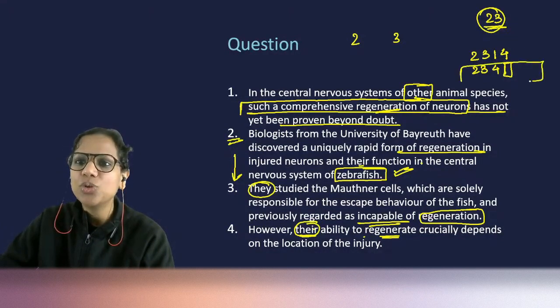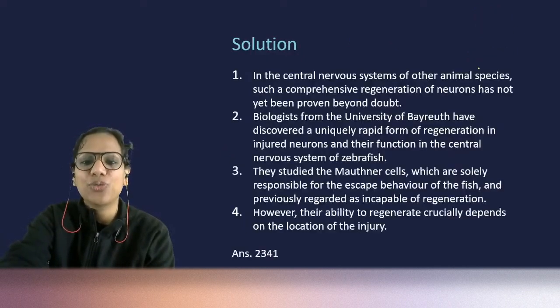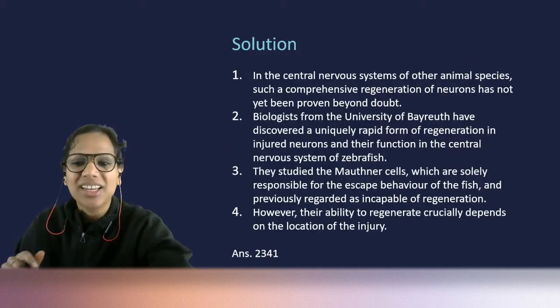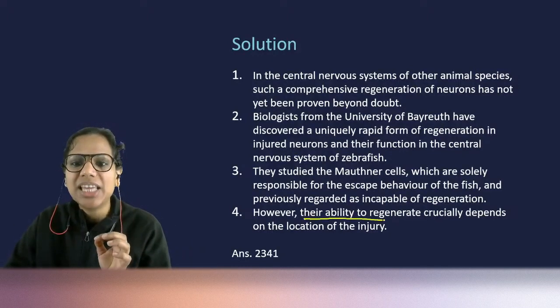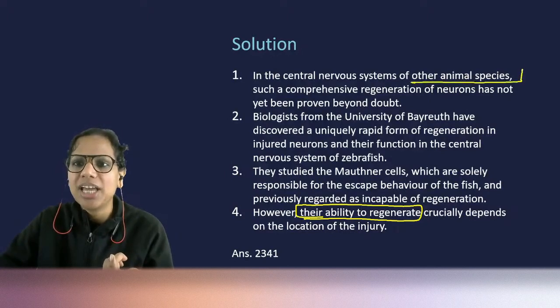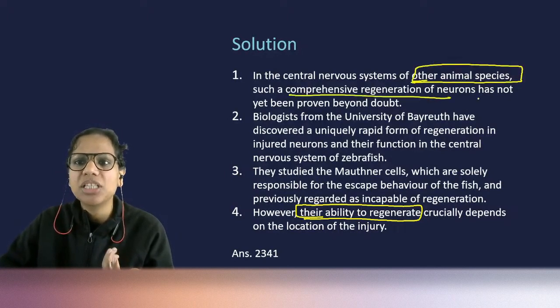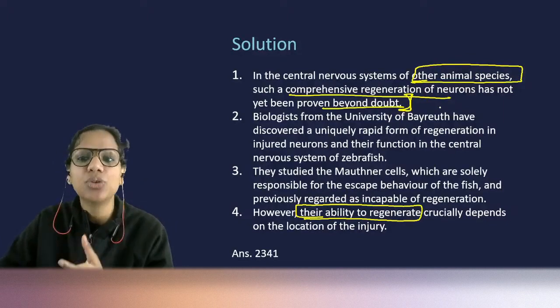So it's going to be 2341 and not 2314. Okay, makes sense. 2341. Because when I say their ability to regenerate, whose ability to regenerate? About other animal species? Such a comprehensive regeneration has not yet been proven beyond doubt. अभी तक तो prove ही नहीं हुई है beyond doubt.